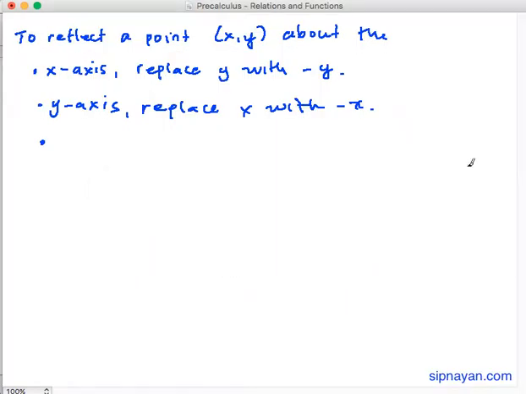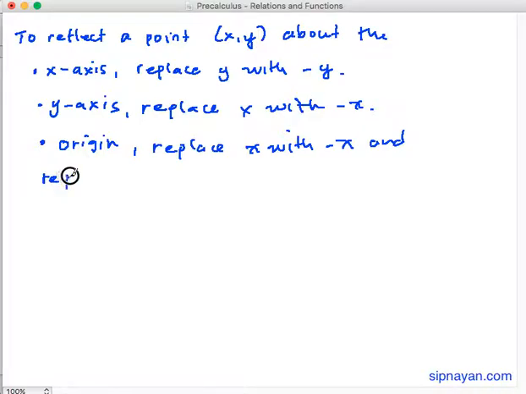Ibig sabihin, if you want to reflect a point (x, y) about the origin, pareho natin papalitan. Replace x with negative x and replace y with negative y.